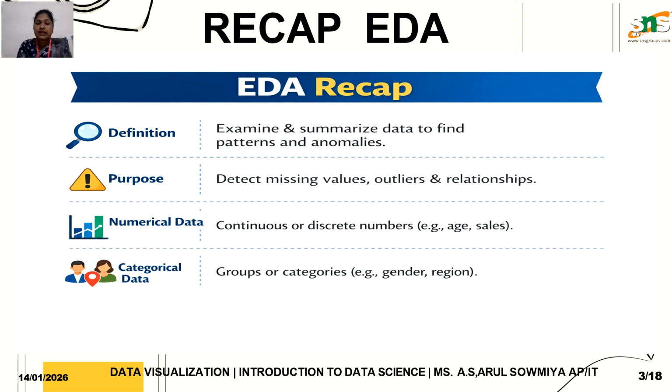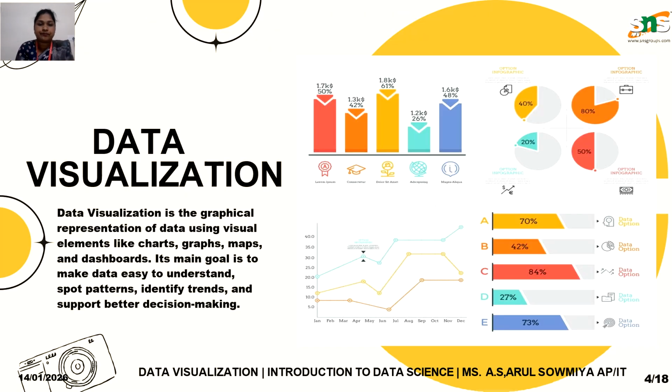And numerical data in the sense the continuous or discrete numbers. That is, for example, age, sales, data values can be in numerical data. And then we can get categorical data like groups or categories like gender, region, or a department, or whatever data we are getting. We can get it category wise or group wise.